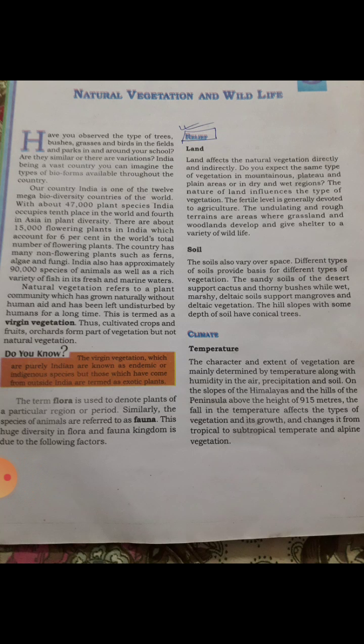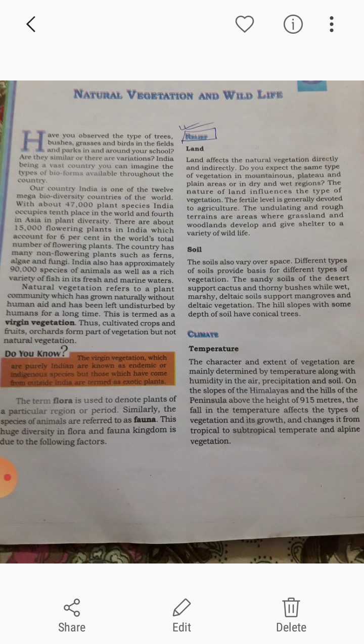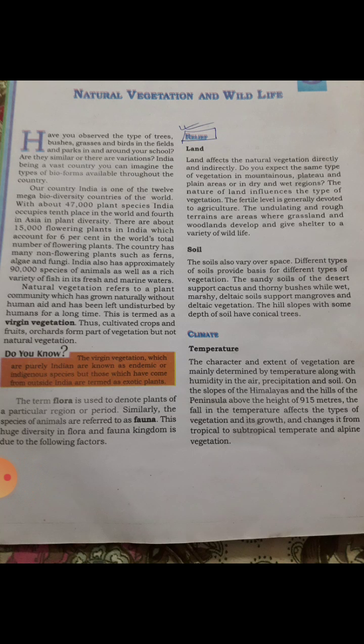Okay, so today we are going to start the last chapter for the finals, that is of Geography, Chapter 5, Natural Vegetation and Wildlife. Clear? Now, in this chapter, we are going to learn about the flora and fauna.